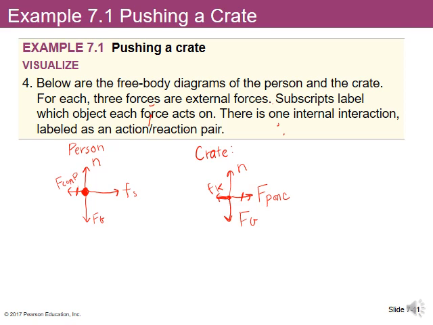If we look here at the person, the force that the crate exerts on the person is just one force. The person can push down hard against the floor, creating a big friction force. That friction force can be bigger than the force that the crate pushes back, and as long as it is, he can accelerate the crate forward.